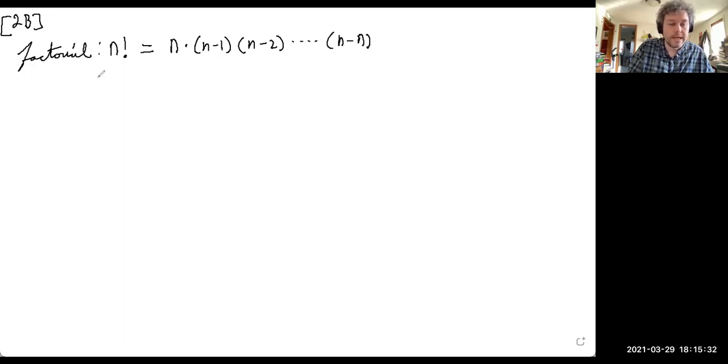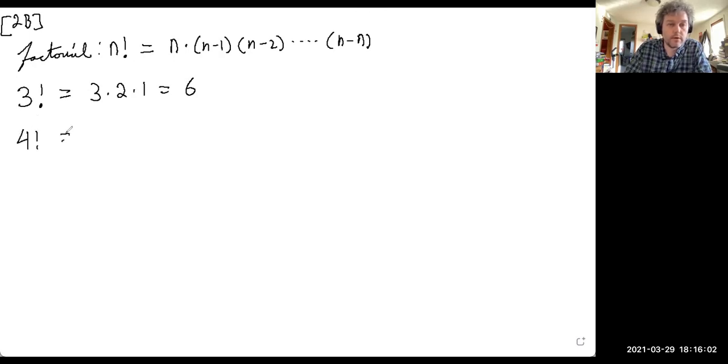So an example of this, and we touched on this with the multiplication principle. Something like 3 factorial is just 3 times 2 times 1. Okay. So what is that? 3 times 2 is 6. 6 times 1 is 6. So this is the number 6. So that's 3 factorial equals 6.